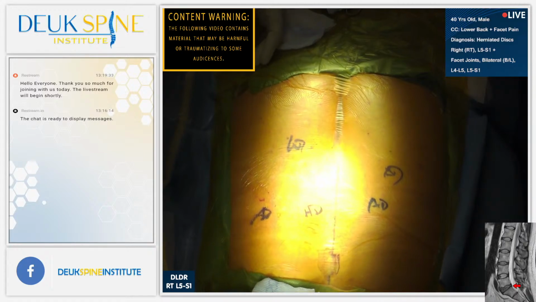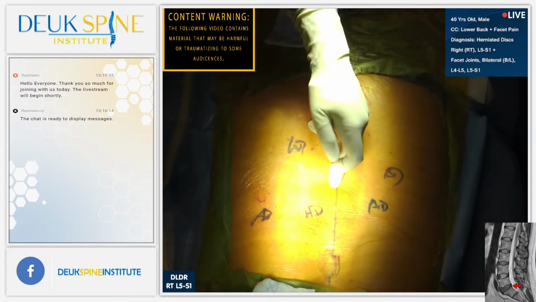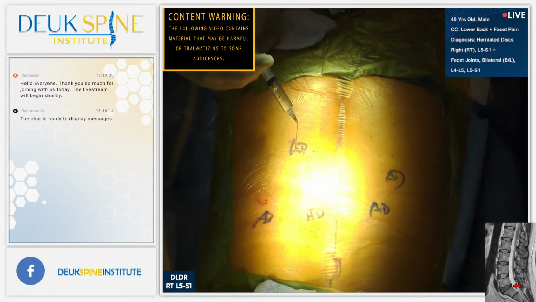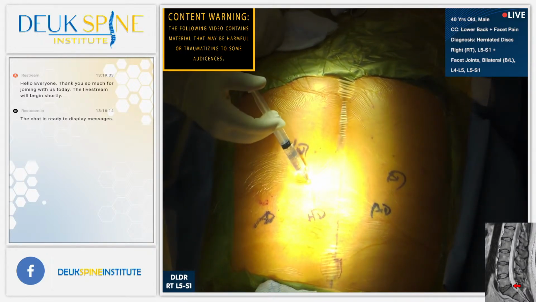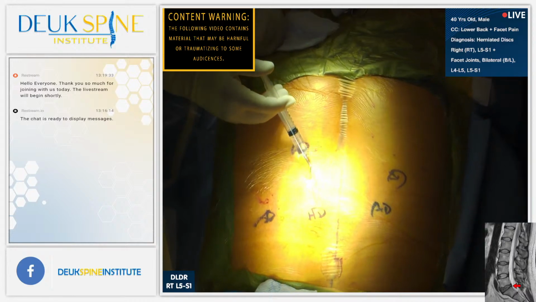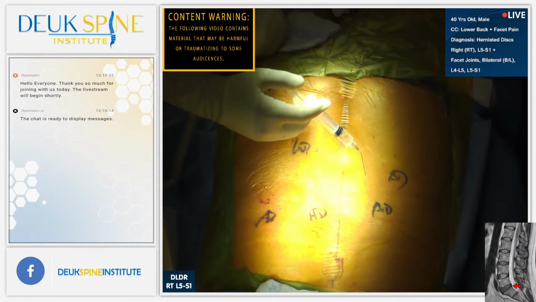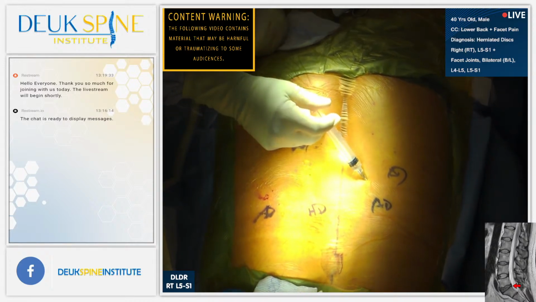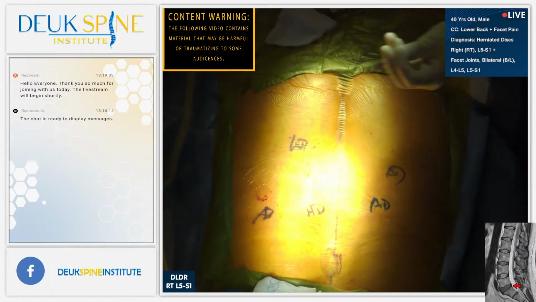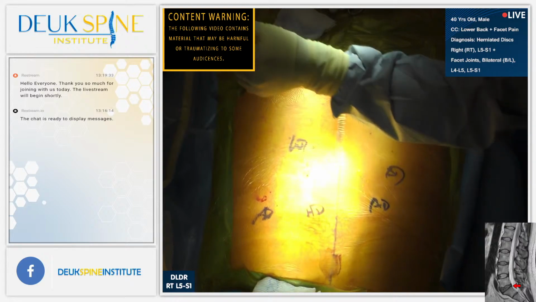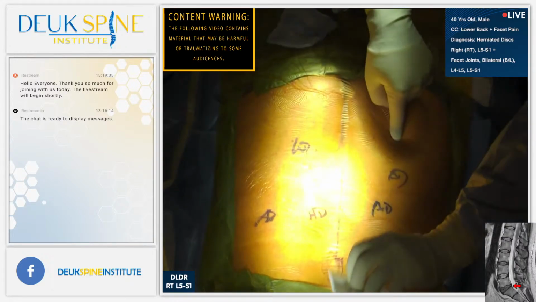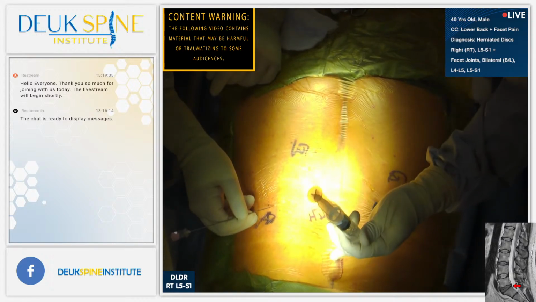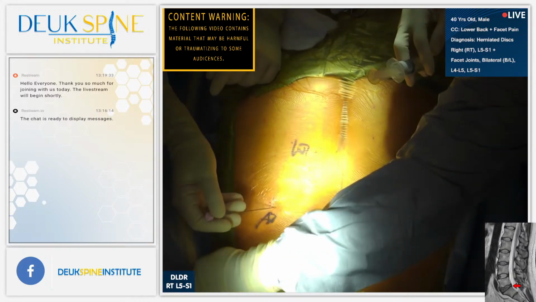Today we're going to be doing L5-S1 Deuk laser disc repair, bilateral 4551 Deuk plasma rhizotomy for facet joint pain, and then bilateral piriformis muscle releases. He has disc pain at L5-S1, facet joint pain at L4-5, L5-S1 on both sides. He has bilateral piriformis muscle tears and pain. And we'll be doing a release in just a moment.